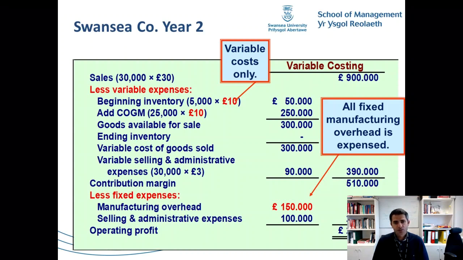If you add the cost of goods manufactured, which is again 25,000 units times 10 equal to 250, and then you need to minus the closing inventory. We don't have a closing inventory, as I mentioned, so we have a variable cost of goods sold 300, but don't forget that here under the variable element you need to add the 90,000, which is the variable selling and admin, that equal 390,000. So 900 minus 390 equal 510. So that is the contribution margin.